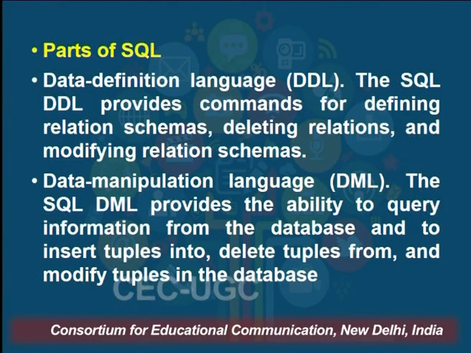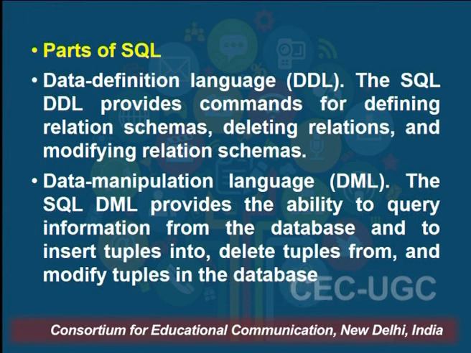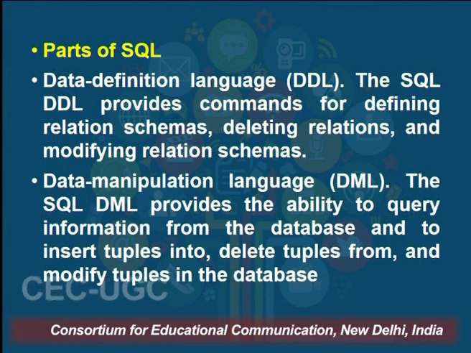The next part is DML, the data manipulation language. The term here is manipulation. That means it provides the ability to query the information from the database, and also to modify the data inside the database. We are not able to modify the database structure or the table using DML, because that falls into data definition language. If a relational schema or table has to be modified, that is, the structure of the table has to be modified, then that comes under data definition language.